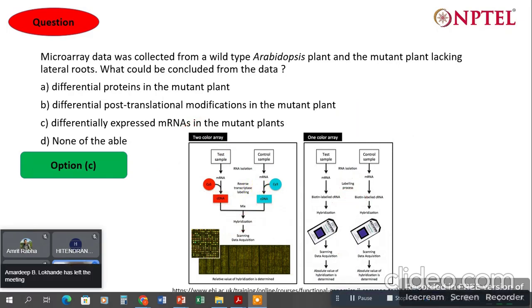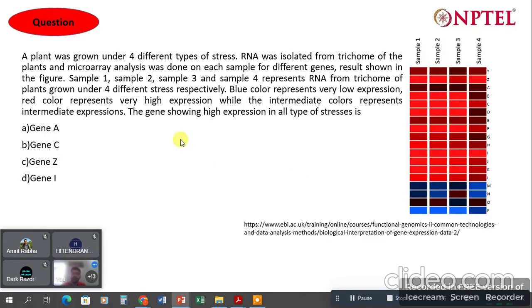Then we'll move forward to the next question. So the chip is made up of either glass or silica. So this is the next question.